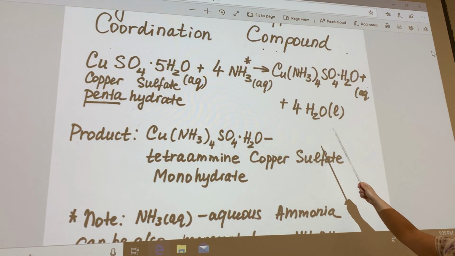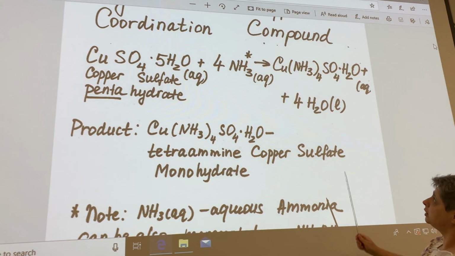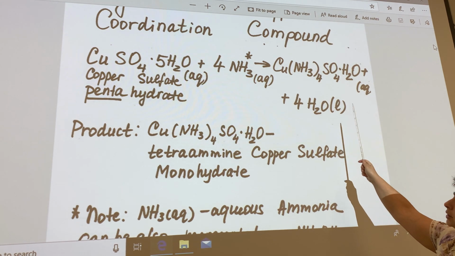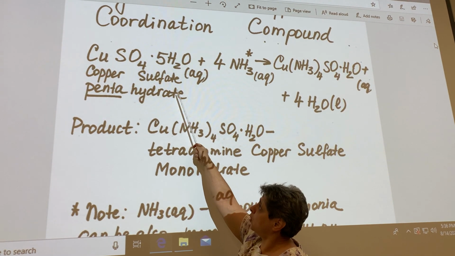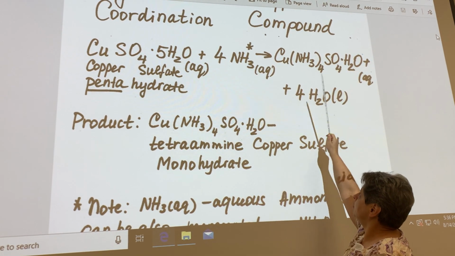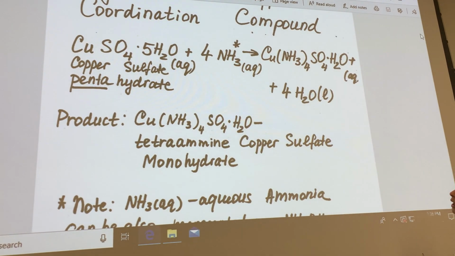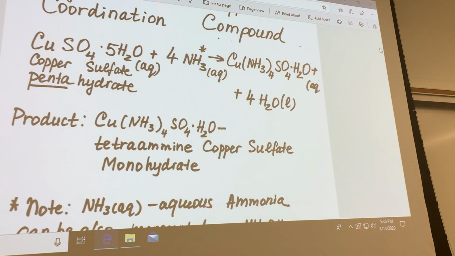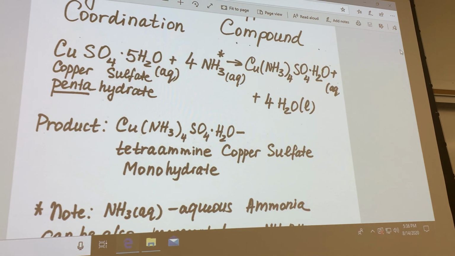When you combine ammonia and copper sulfate, you'll notice that the equation has to be balanced, and there's 4 ammonia molecules needed per 1 copper sulfate pentahydrate unit, and then 1 unit of product is obtained. Why is that important? Well, because in this experiment we're making an emphasis on stoichiometry.